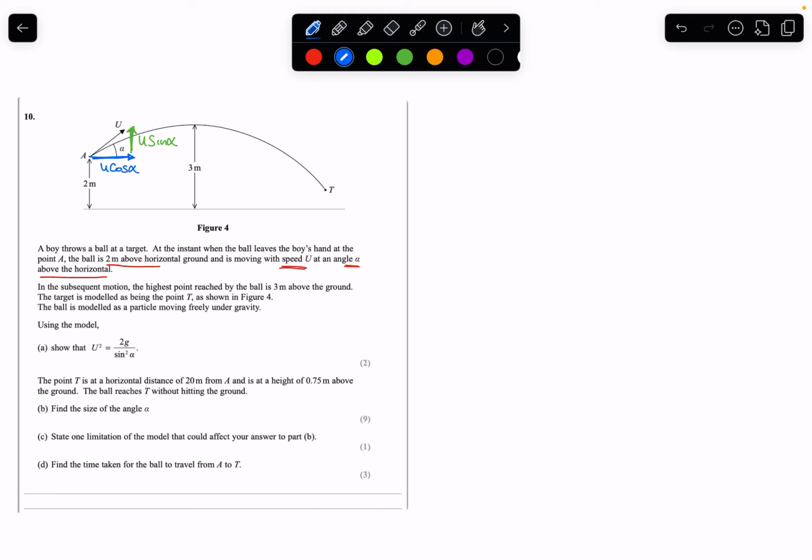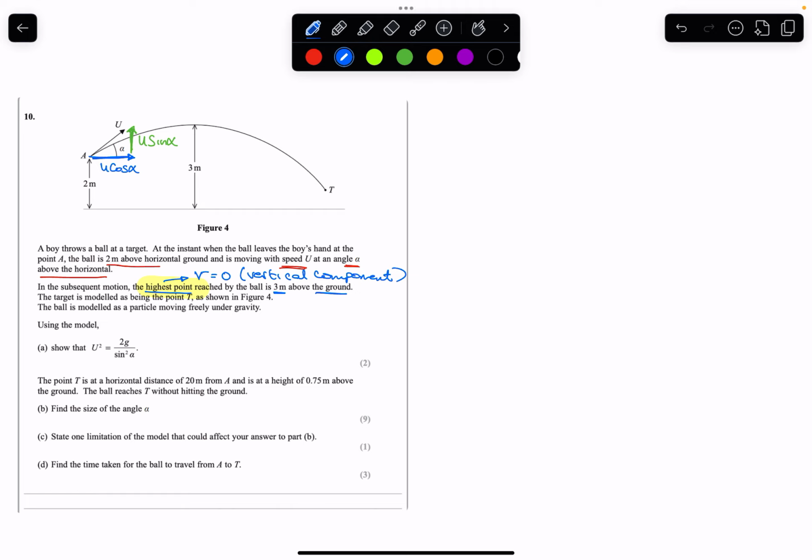All right. So in the subsequent motion, the highest point reached by the ball is 3 meters above the ground. When it reaches the highest point, the velocity in the vertical component will be equal to 0. That applies to everything, so always remember that. The target is modeled as being the point T, as shown in figure 4.